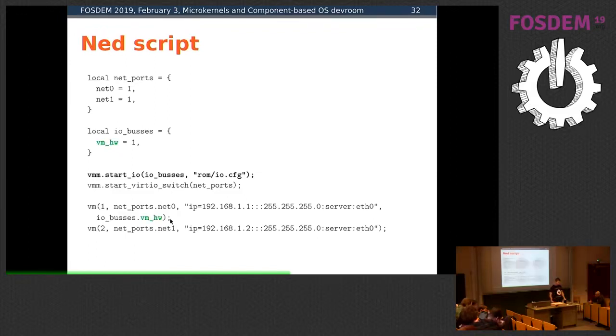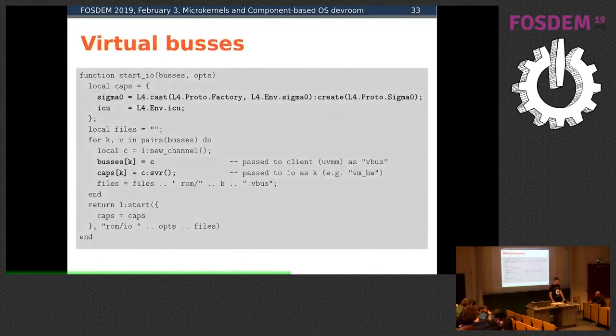This start I/O function does something similar to what we've already seen in the previous cases. So it basically goes through the table which is passed to it and creates a capability. The server part of it, it passes to I/O.